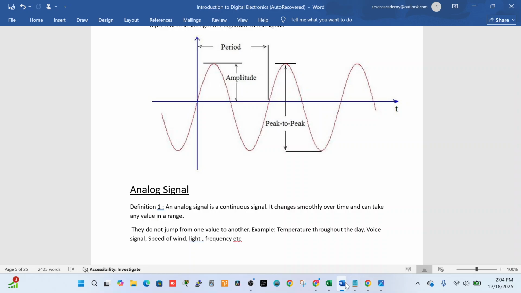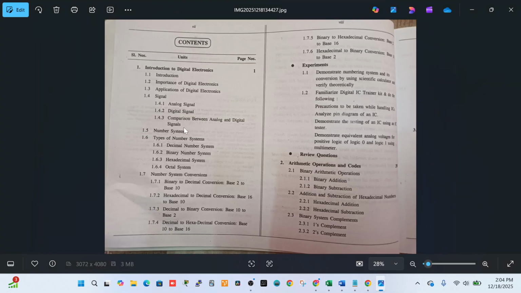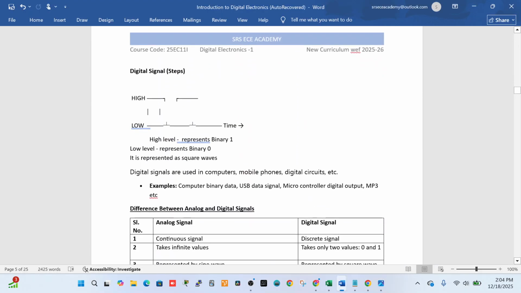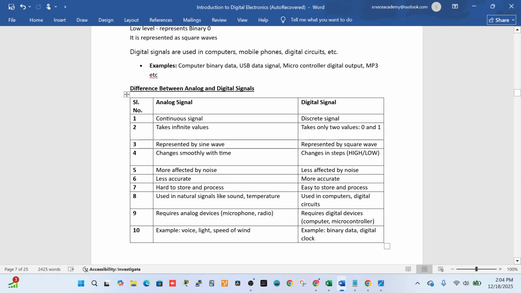Next, let's go to the comparison between analog and digital signals. An analog signal is a continuous signal, a digital signal is a discrete signal. Analog takes infinite values, digital takes only two values, discrete values. Analog is represented by a sine wave, digital by a square wave. Analog changes smoothly with time, digital changes in steps, low 0 and 1. Analog is more affected by noise, in the sense of unwanted signal, digital is less affected by noise. Analog output is less accurate, digital is more accurate. Analog is hard to store and process, digital is easy to store and process.